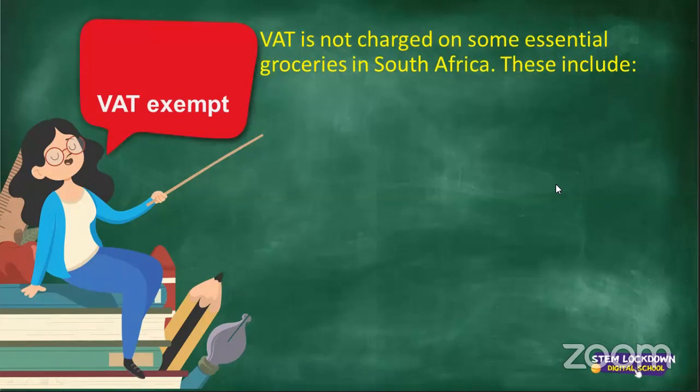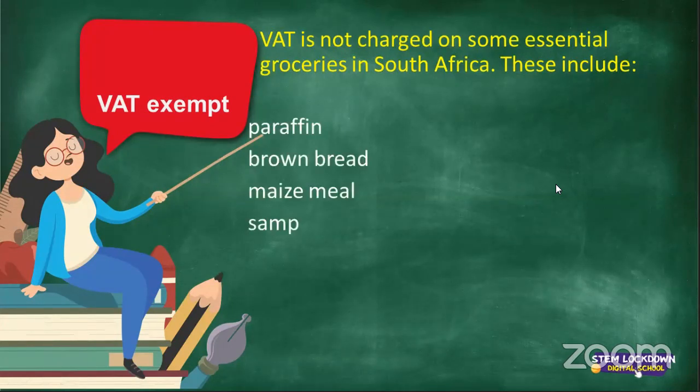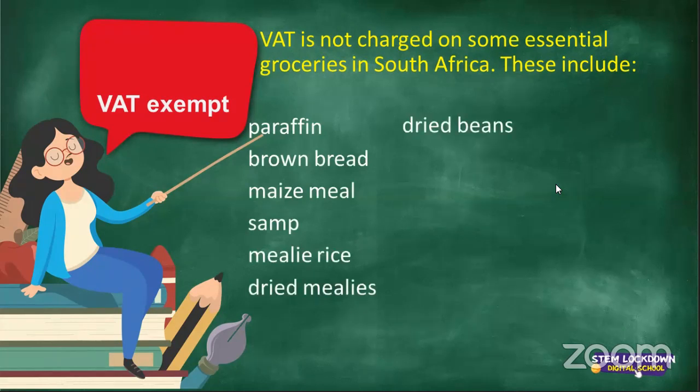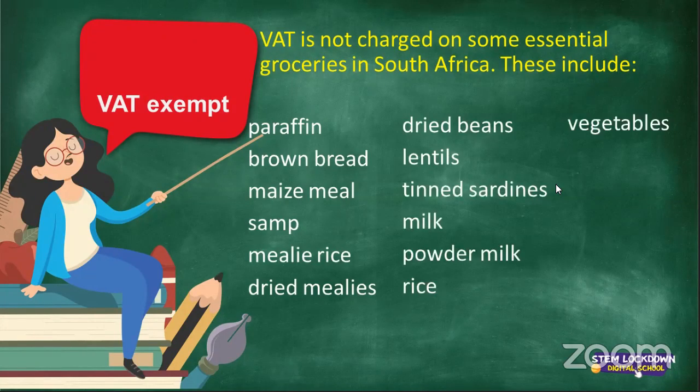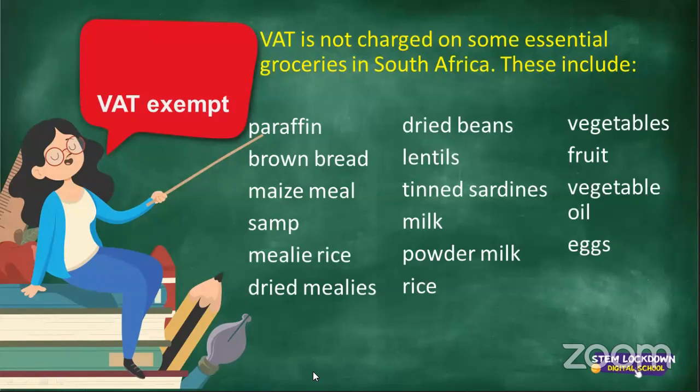Okay, so I'm listing here: there's paraffin, brown bread, maize meal, samp, mealie rice, dried mealies, dried beans, lentils, tinned sardines, milk, powdered milk, rice, vegetables, fruit, vegetable oil, eggs. All of those are items that are exempt from VAT. So it would do you a lot of good to know these items, just so that it helps you. I mean, we are existing in this world together, right? I didn't know Inkomazi was exempt, but thank you for that, Lisette. Are you sure, Lisette? You might be correct, but I didn't know. Thank you. You taught me today. Thank you for that.